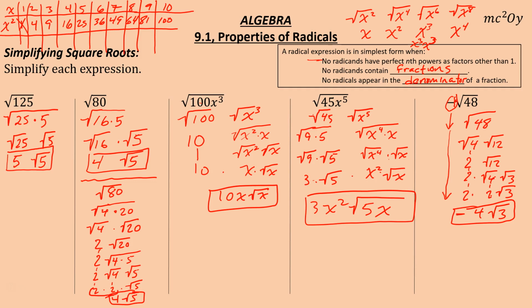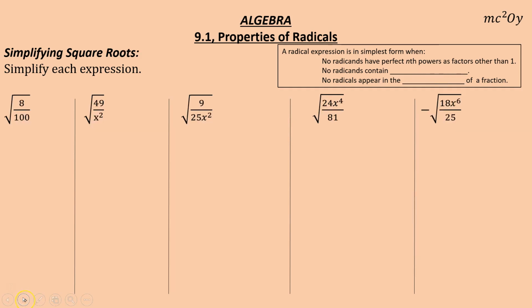We're going to move on to the second rule. Okay. No radicands have perfect nth powers as factors other than 1. Okay. No radicands contain fractions. All right. Well, we look at this radicand here. The square root of 8/100. So we have a fraction under our radical symbol.